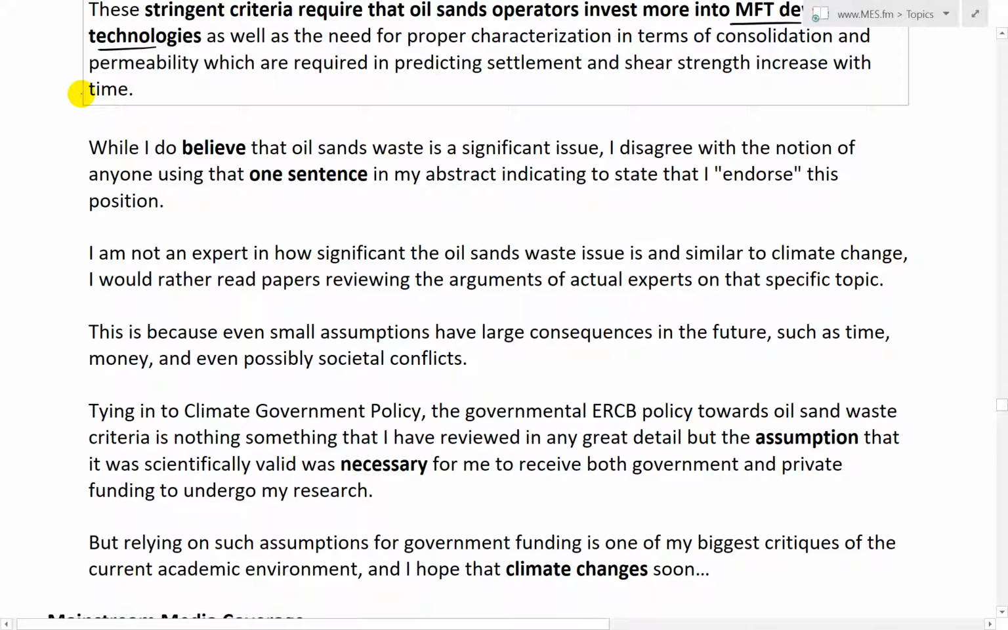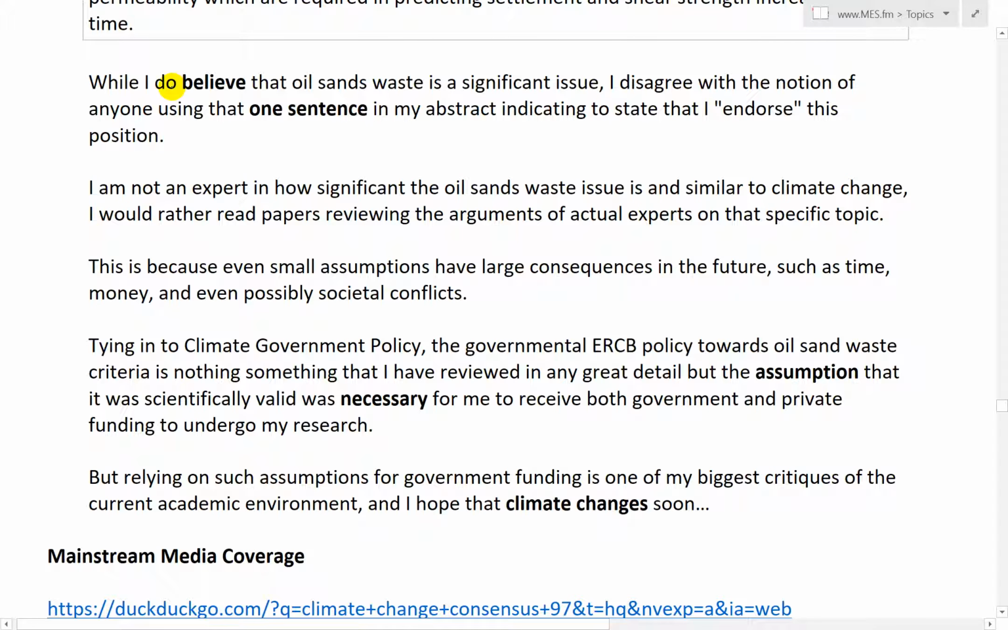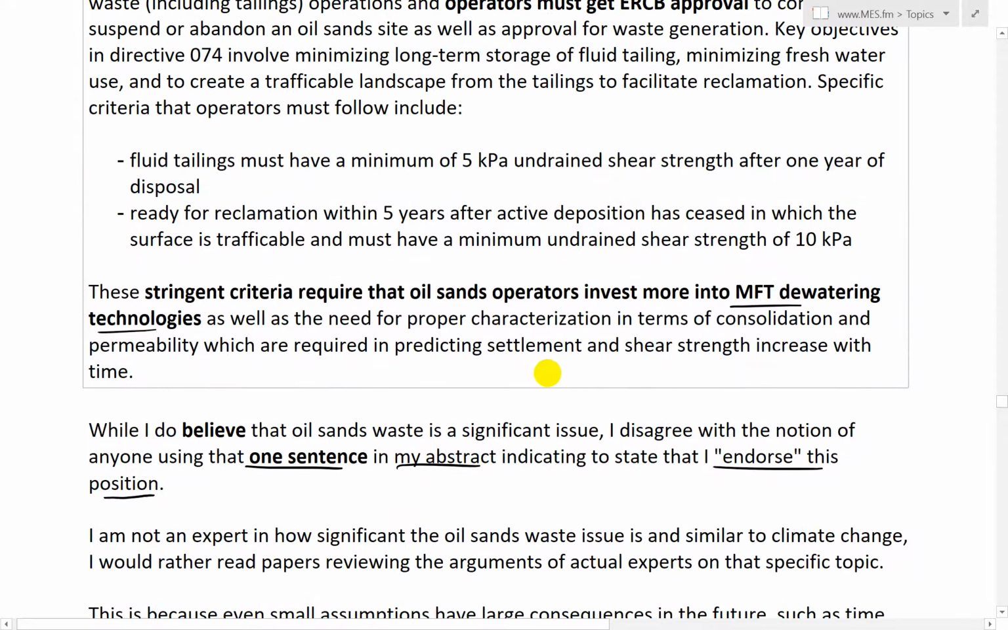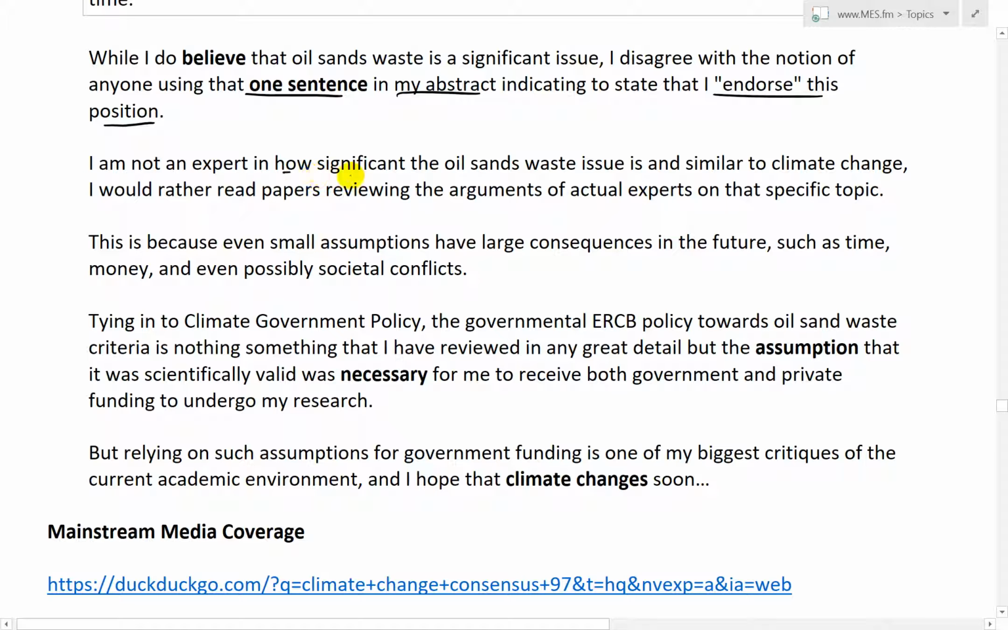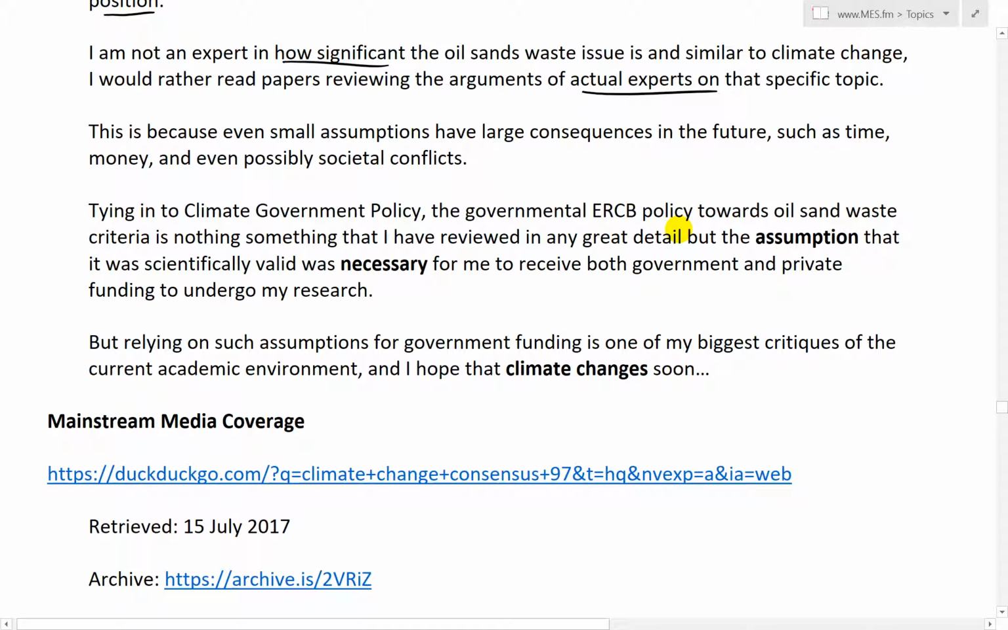So going further, now my analysis of this is basically, while I do believe that oil sand waste is a significant issue, I disagree with anyone using that one sentence in my abstract to state that I, quote, endorse this position. That's something I believe just because it seems reasonable to me, but again, I'm not an expert in how significant the oil sand waste issue is, and similar to climate change, I would rather read papers reviewing the arguments of actual experts on that specific topic instead of some random consensus on consensus papers.